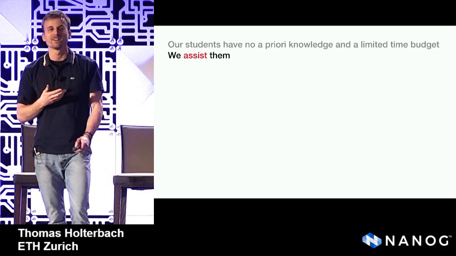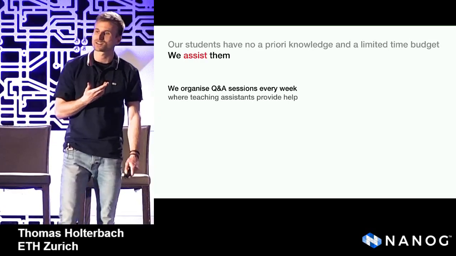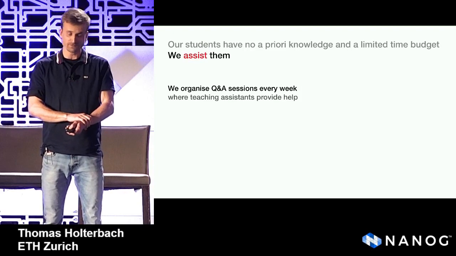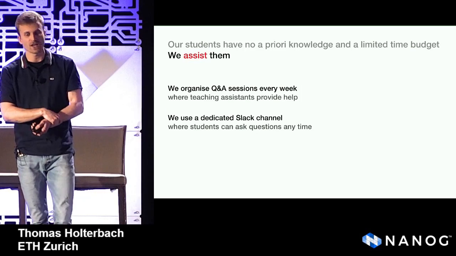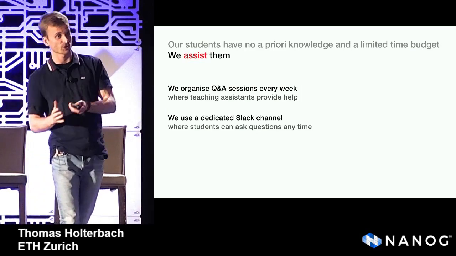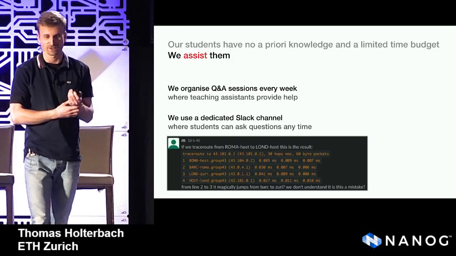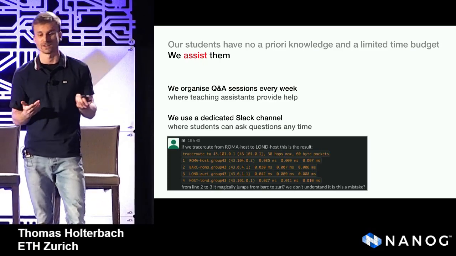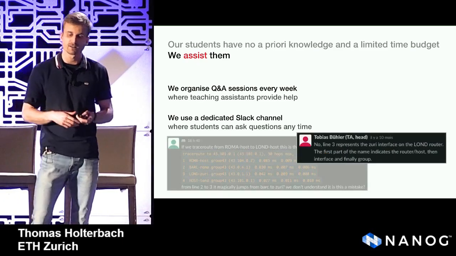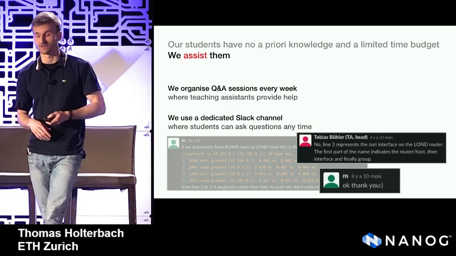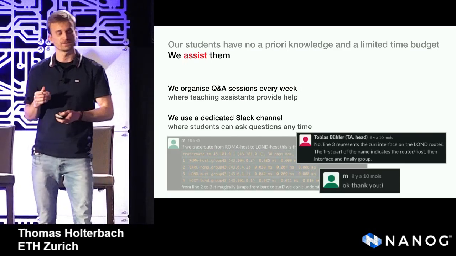So we assist them. First, we organize Q&A sessions every week, where there are teaching assistants that are here to provide help. Also, we use a dedicated Slack channel where students can ask questions to other students, or they can ask questions to the teaching assistants. Very often, like in the NANOG mailing list, we see students asking for help about traceroute. They don't understand this traceroute, for instance. So we always try to reply as soon as we can. And generally, the students like this way of communicating so that they are not lost for too long.